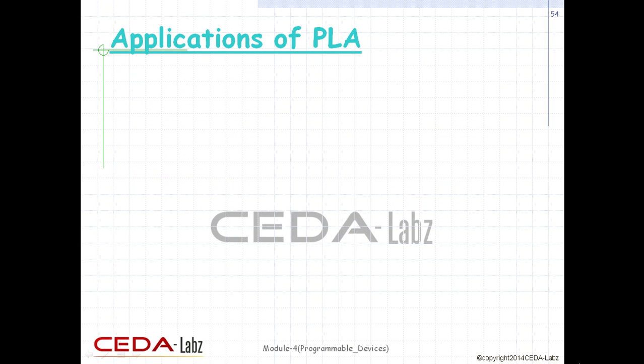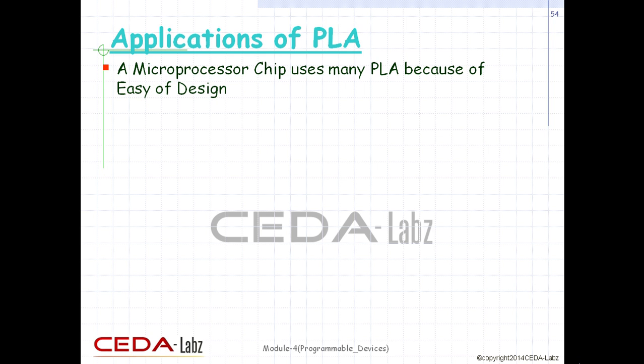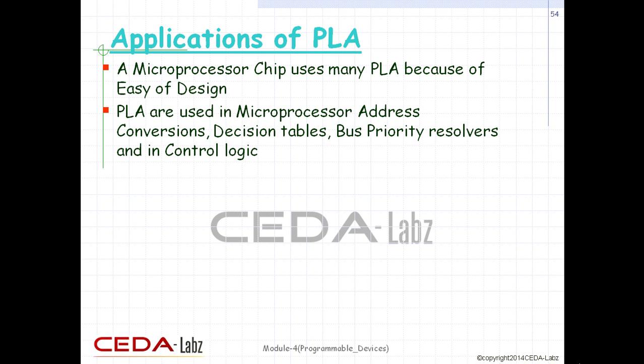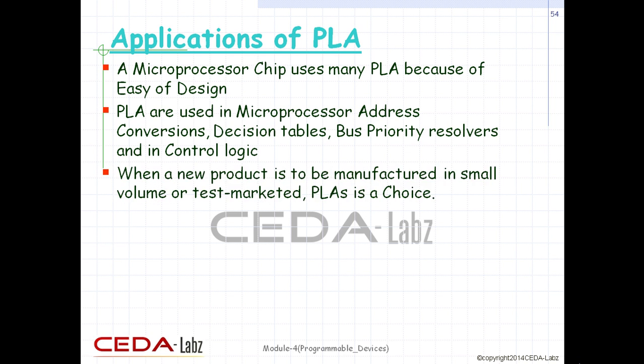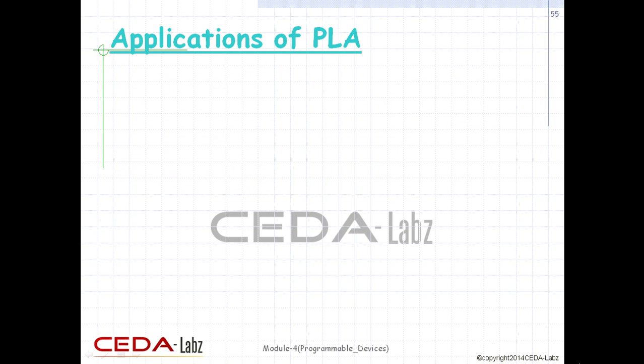As PLA architecture is simple, due to this microprocessor design uses many PLAs for their different operations like address conversions, decision tables, bus priority resolvers and in different control logic. For a new product design, PLA is always a good choice. Why? This will be clear in the next slide.